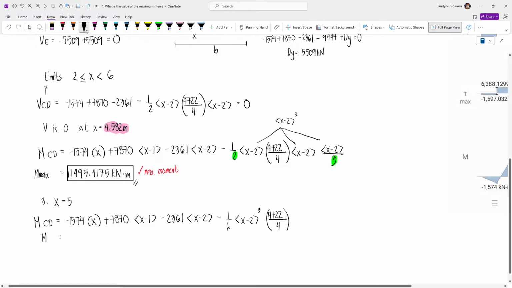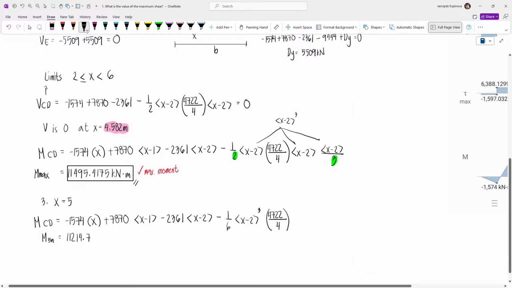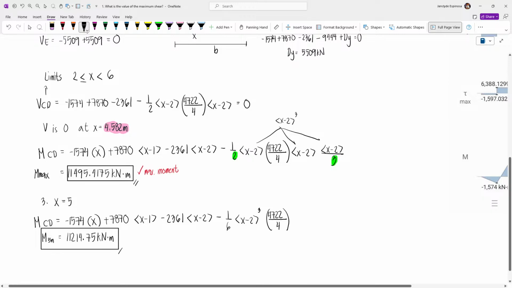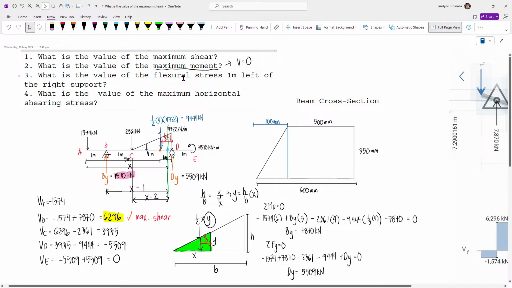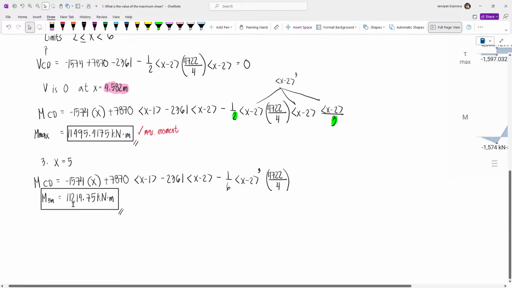We have the moment at 5 meters from the left support. That's 11214.75 kN·m. But that is not yet the answer. The question asks for the flexural stress. What is M? The value of M is 11214.